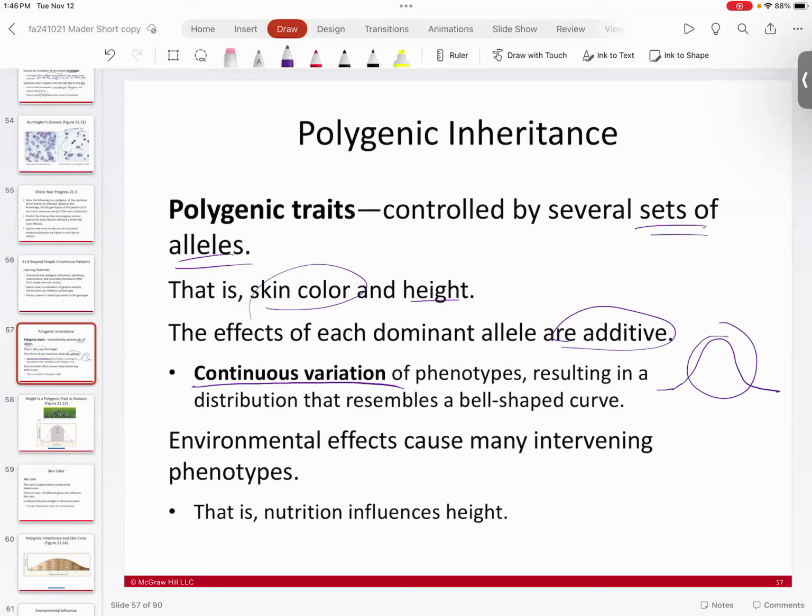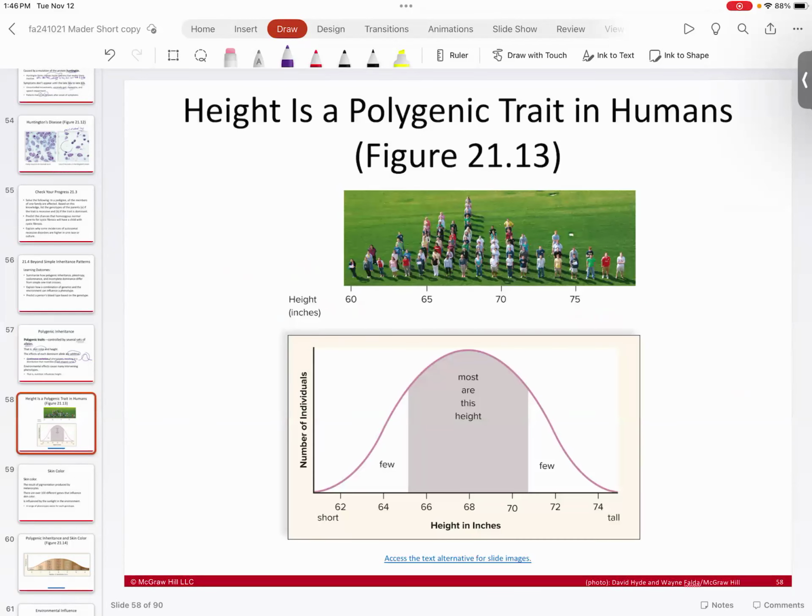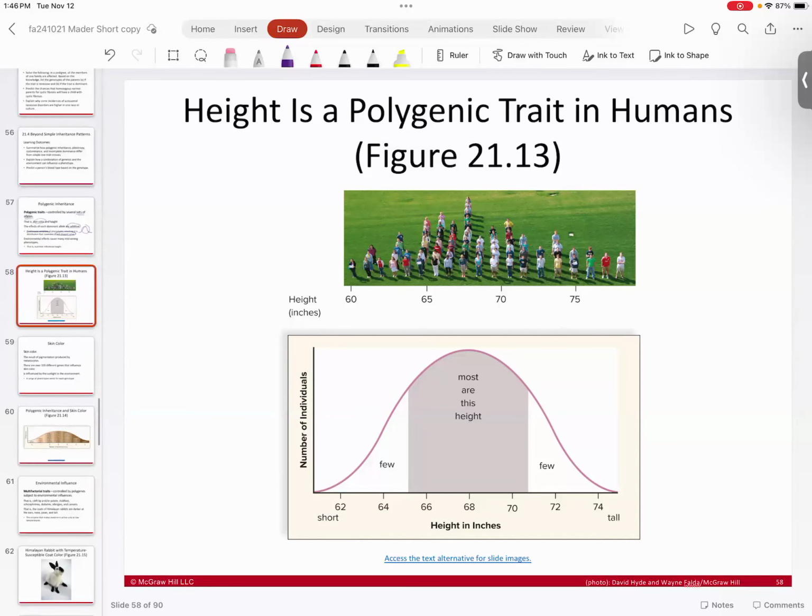Looks like a bell curve, right? So that bell-shaped curve is what creates this continuous distribution. Now, there may be environmental effects that also add to that as well. But for the most part, the traits are continuous. And this is kind of what it looks like. If you take individuals and have them line up by height, you're going to have a few people that are very, very short, a few people that are very, very tall, but the majority of people are going to be somewhere in between. It's a bell curve, and it's a continuous trait.